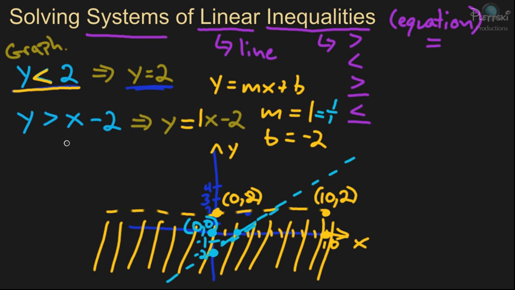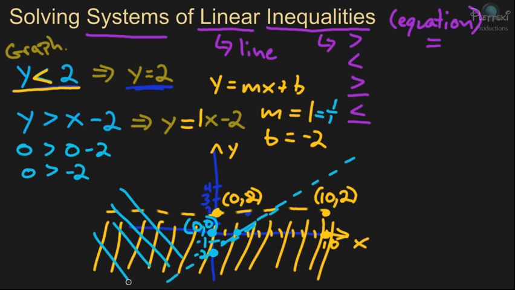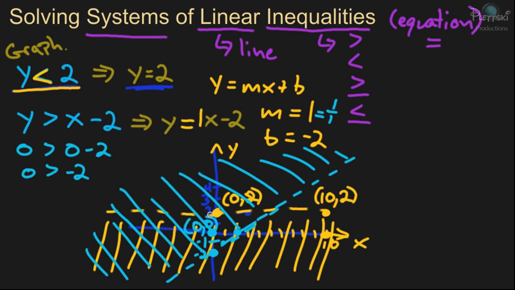So if we plug in 0 for x and 0 for y, we get 0 is greater than 0 minus 2, which is negative 2. And that's a true statement. 0 is greater than negative 2, which means that 0, 0 is part of our solution, which also means that that's the right side of the line to shade in on. So we'll shade in everything on that same side of the line. So it's everything above that line. It's everything where y is going to be greater than x minus 2.